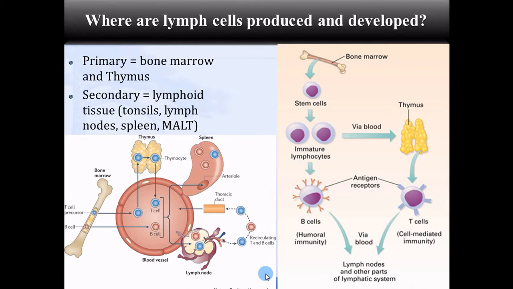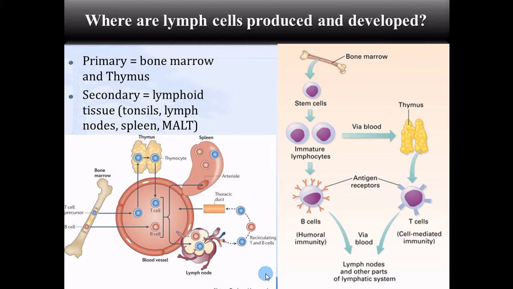Going back to a concept you already know, but you need to remember where all the lymph cells are produced and developed. So we talked about where all the blood cells are made, and they're made in the bone marrow. It doesn't matter if it's a white blood cell, red blood cell, a lymphocyte, they're all made in the bone marrow. What you need to remember is that they're made there, but they actually don't necessarily mature there.